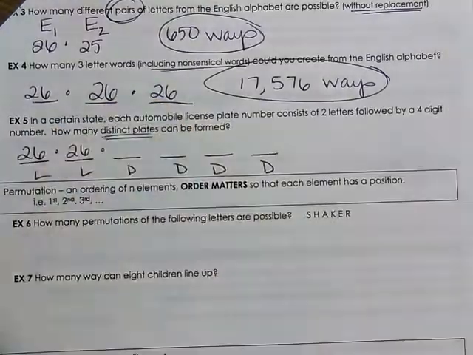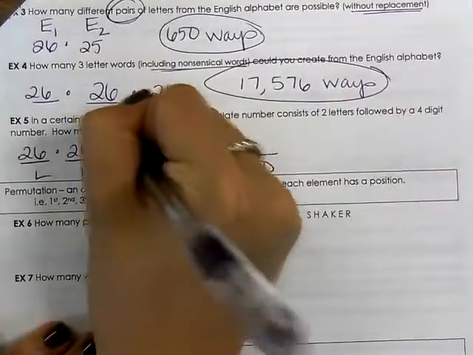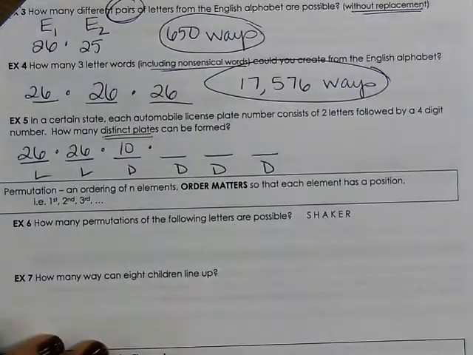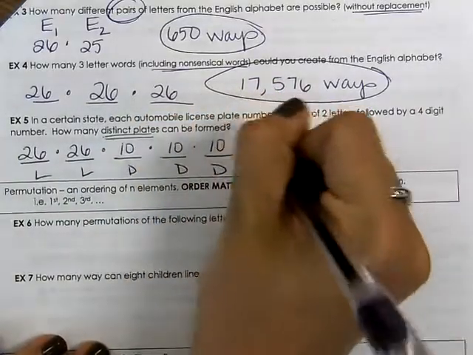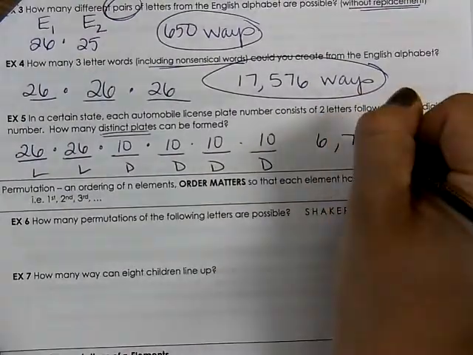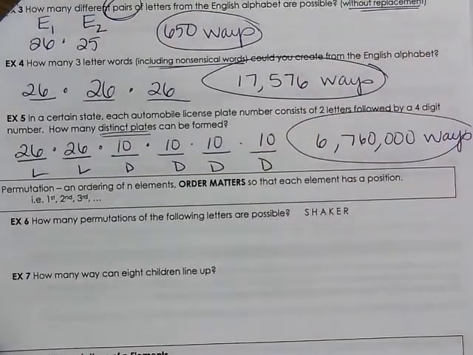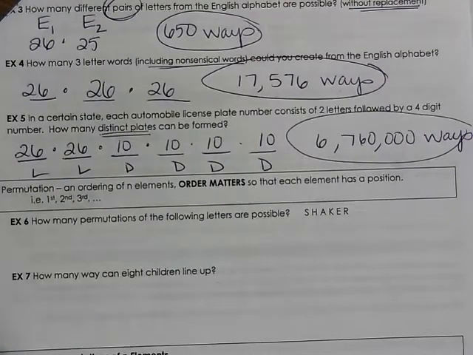Okay? Now we're going to move into the digits. So think about a digit. A digit could be from 0 to 9. So how many are there? 10. And since there is an availability of repeats here, it's going to be 10 times 10 times 10 times 10. So 6,760,000 ways. Everybody okay with that? It's really the same thing that we did in the first example. It's just you would never really want to make a list.